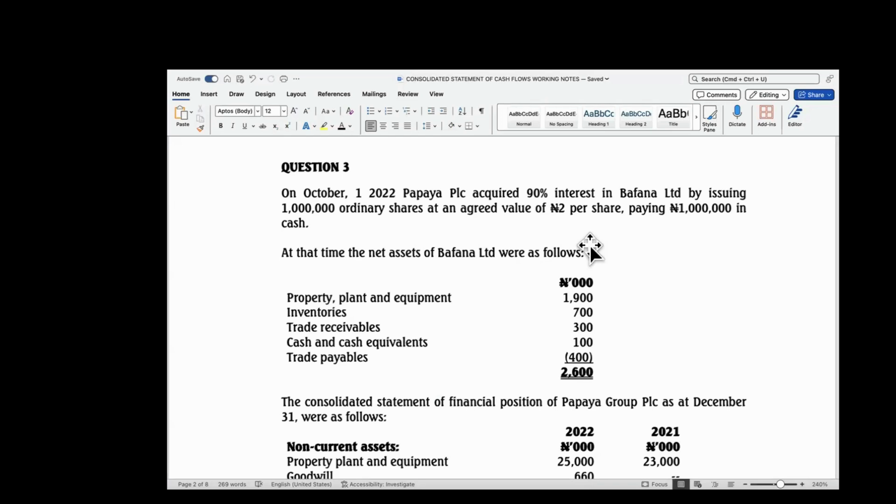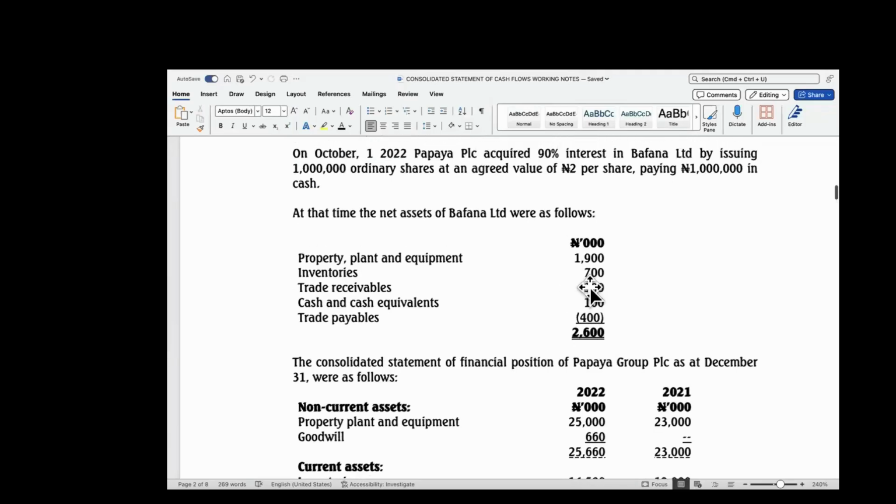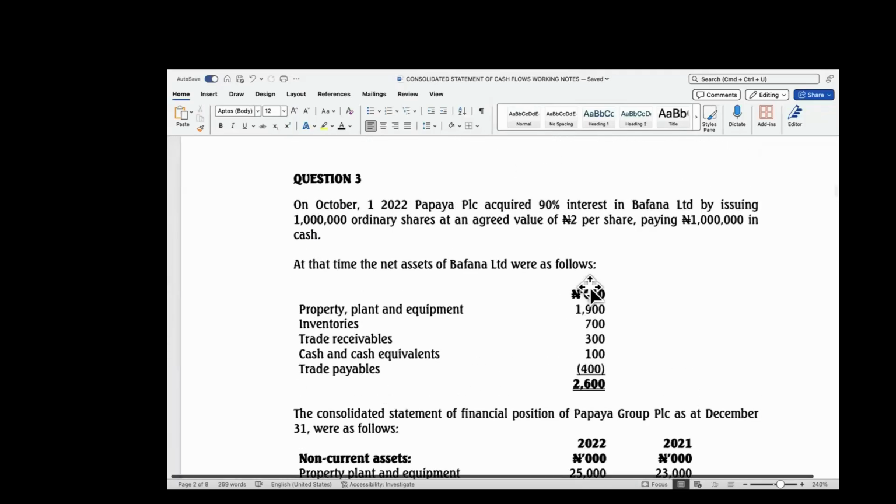So total is 3,260 minus 2,600. That gives us 660. Sir, if you look at that statement, the first statement, Bafana is issuing a share of 1 million naira ordinary share at an agreed value of 2 million naira per share, paying 1 million in cash.